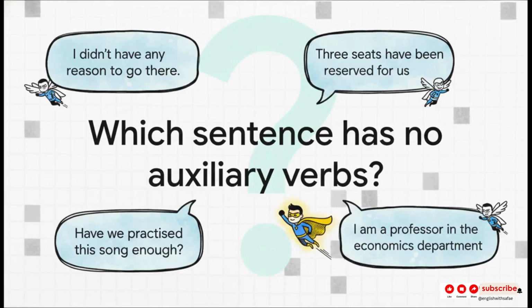Let's quickly move to our final challenge, quiz 19.2. This one's multiple choice, so let's keep the pace up. Which of the following sentences does not show any auxiliary verbs? Option 1, I didn't have any reason to go there. Option 2, have we practiced this song enough? Option 3, 3 seats have been reserved for us. Or option 4, I am a professor in the economics department. Which one is flying completely solo without a superpowered sidekick?